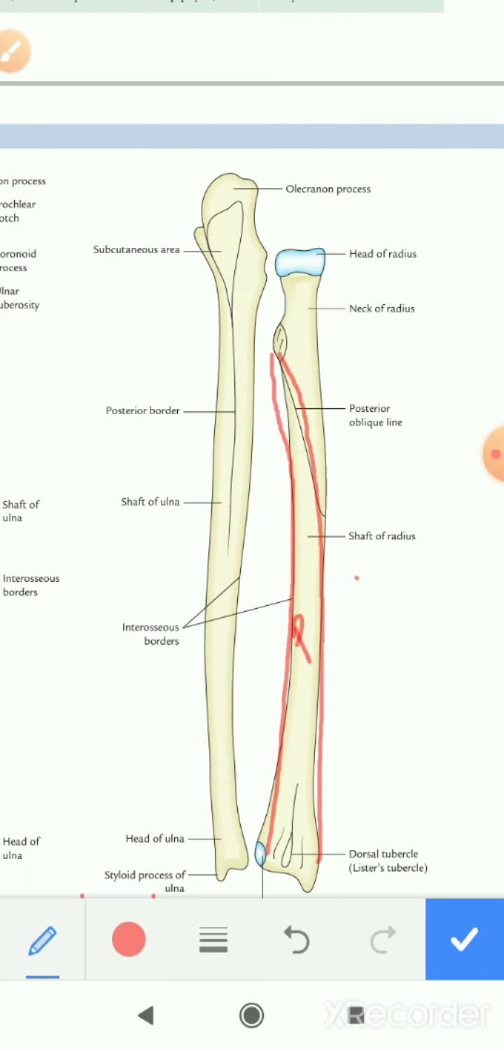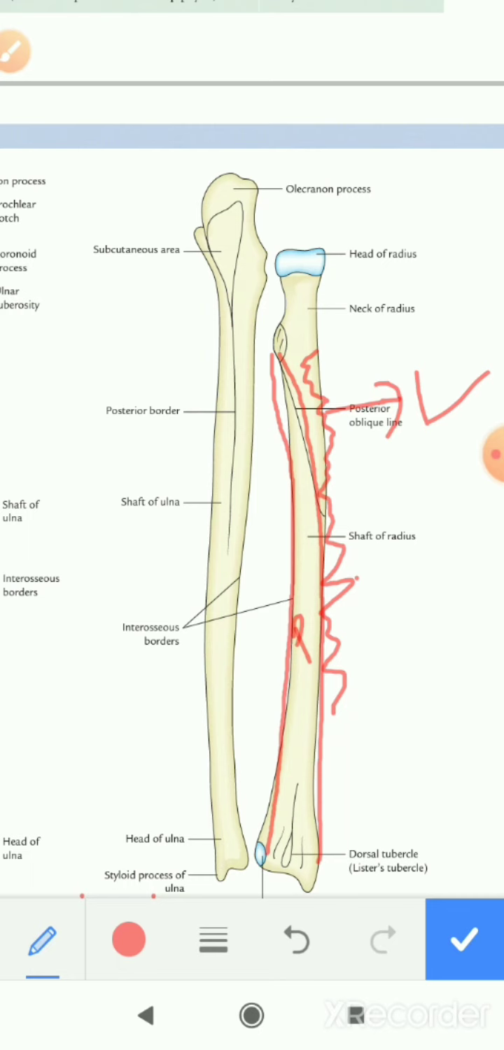The next surface is the lateral surface. The lateral surface is located between the anterior border and posterior border. So it will be located just like this part. This part will be the lateral surface. It is not well visualized here.